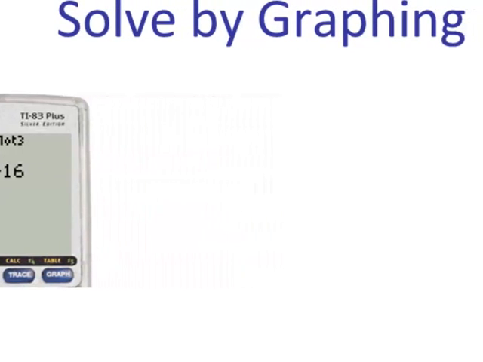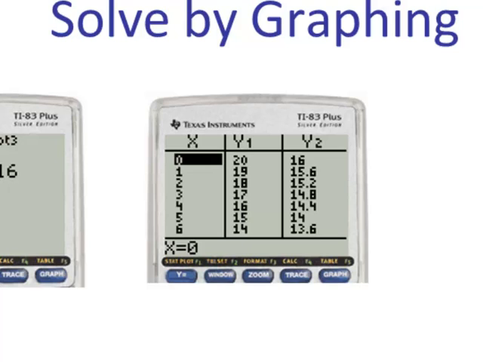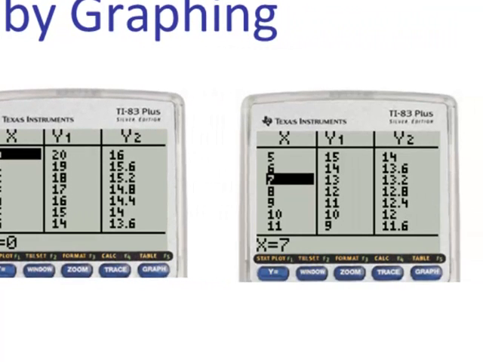So I hit second and graph, which is table, and I'm looking for the x where y1 and y2 are the same. As we see, around 6 to 7, these values are very close. So the range for the x's needs to be centered around 6 or 7. As far as the y value, the y-intercept is 20, and it appears that they're intersecting around 13 something.